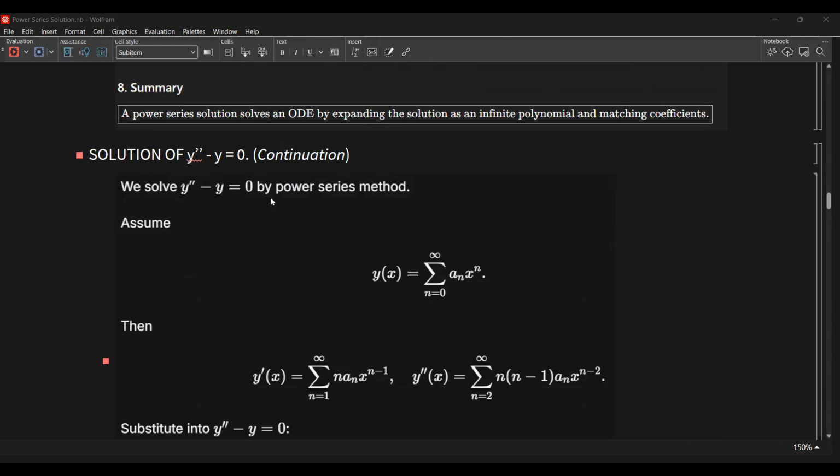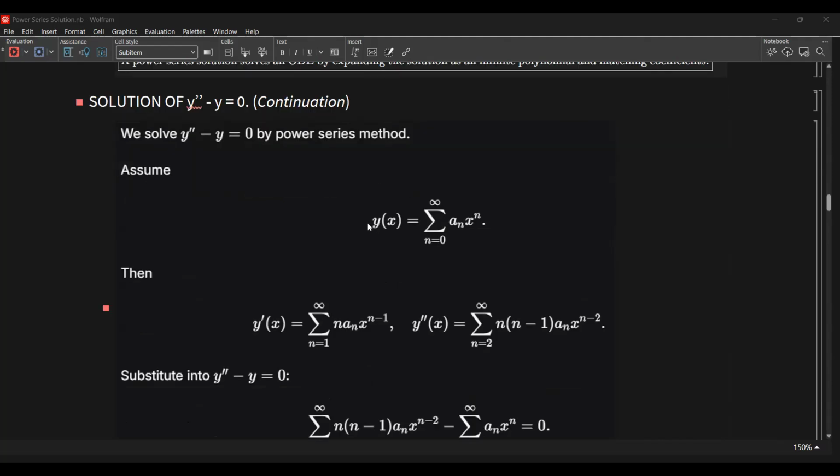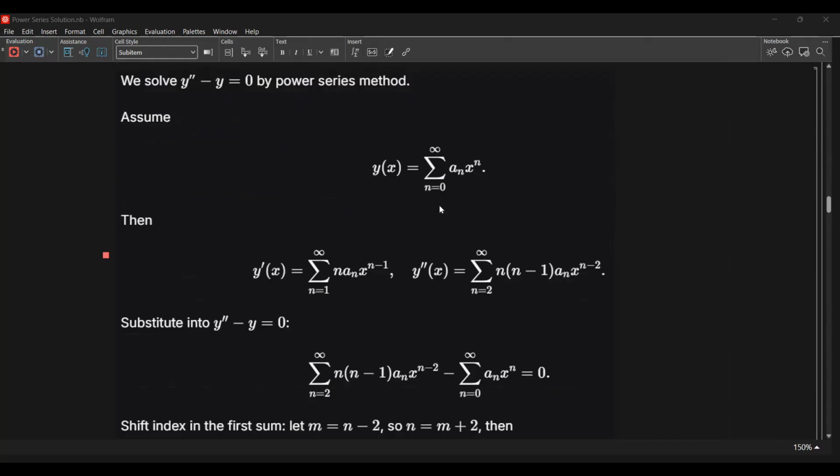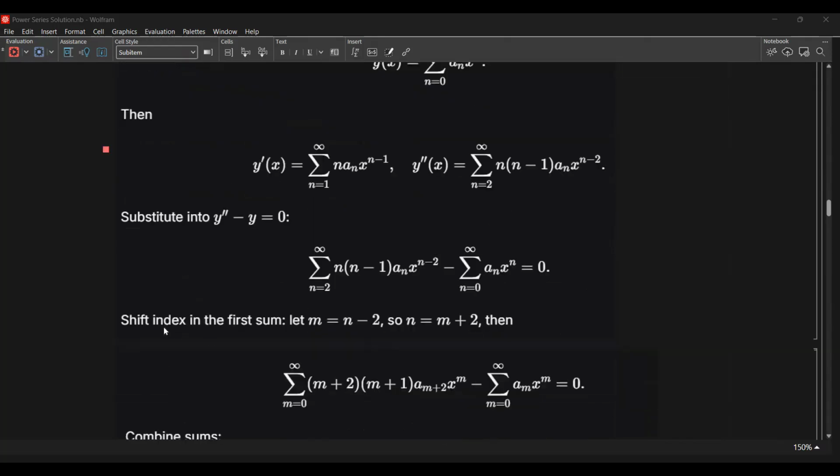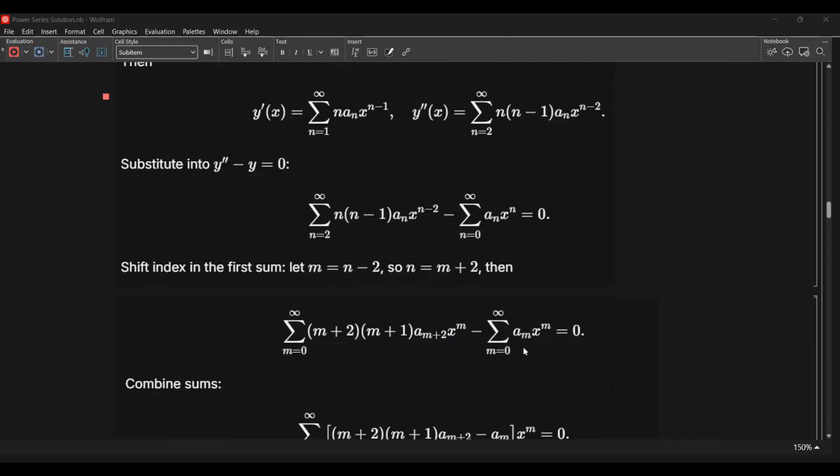So we solve y double prime minus y equal to 0 by the power series method. We assume y of x equal to the summation of a sub n times x to the n, from n equal to 0 to infinity. So we have y prime and y double prime, and we are going to substitute these in the equation y double prime minus y equal to 0. But we have to shift the index in the first sum here. For the first sum, we let m equal to n minus 2, so n equal to m plus 2.